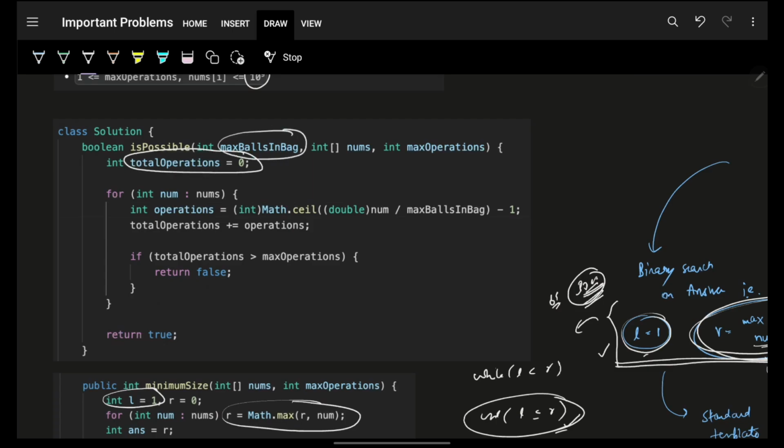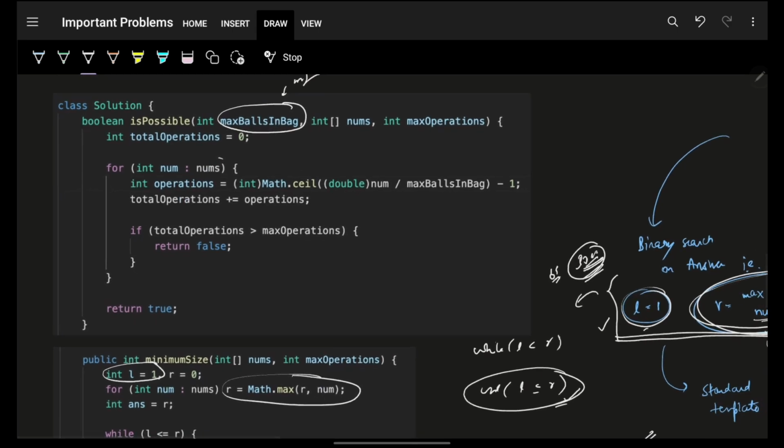because of this max balls in a bag, which is the mid for us. I'll simply iterate. I will find the ceil value of num divided by max balls. This will give me the number of buckets. Number of buckets minus 1 is the number of operations. Obviously I will have to add this to my total operations because I am doing it for each and every bag. So if that is more than my max operations, then return false. Obviously, you should not even go further. But if not, then simply return true.